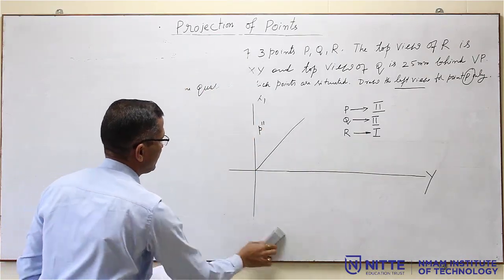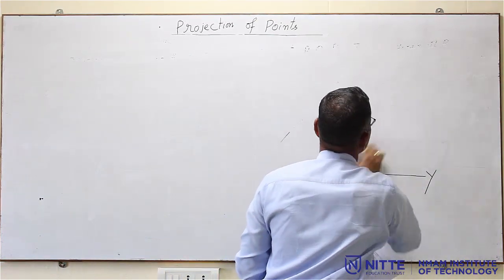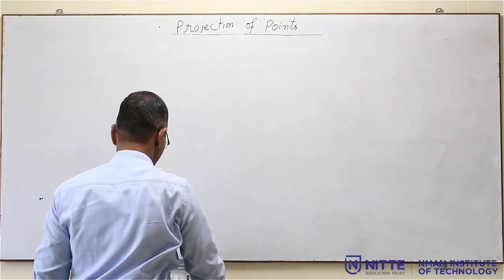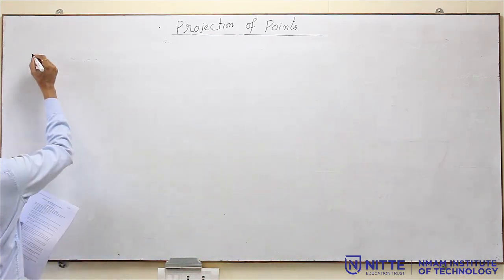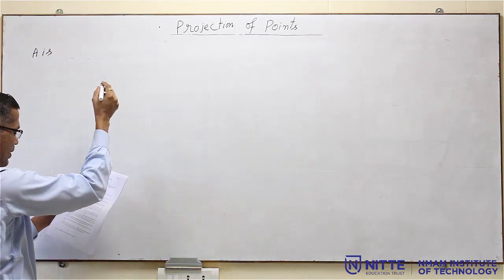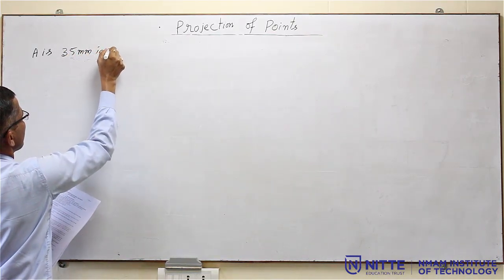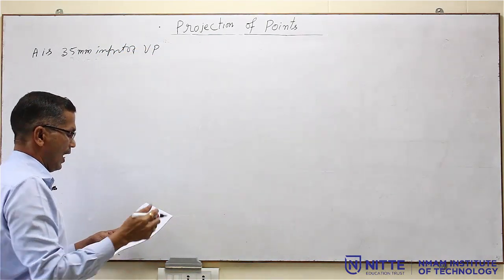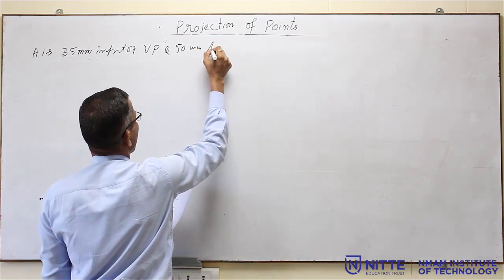Problem number 7. Seventh problem. A point A is 35 mm in front of VP and 50 mm above HP.